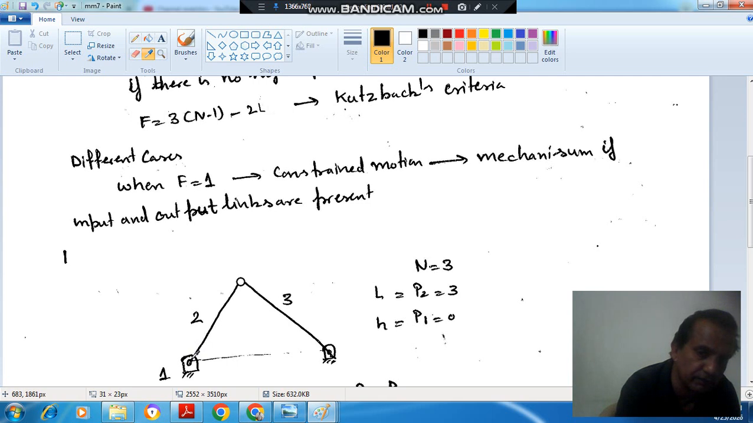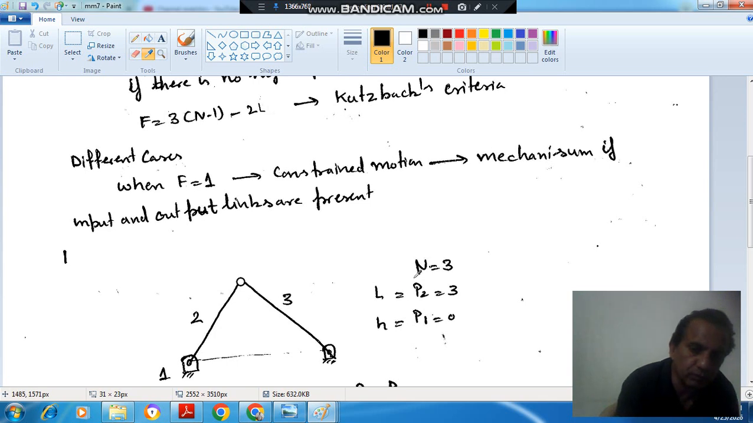This is link 1, this is link 2, this is link 3, and this is link 1, because this is also fixed, this is fixed, so they constitute link 1. Here between 1 and 2 there is a turning pair, because 2 rotates about this point, they are connected by a pinhole arrangement, and here again they are connected by a pinhole arrangement, and again they are connected by a pinhole arrangement. So 1-2 is a turning pair, 2-3 is a turning pair, 3-1 is a turning pair.